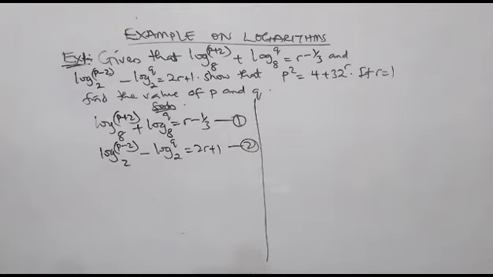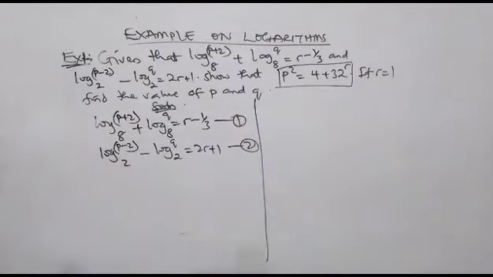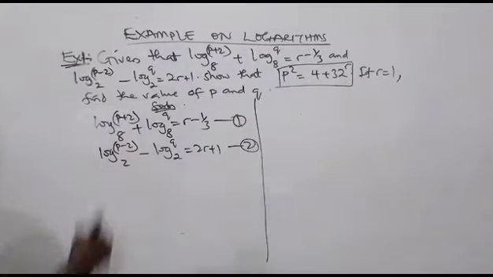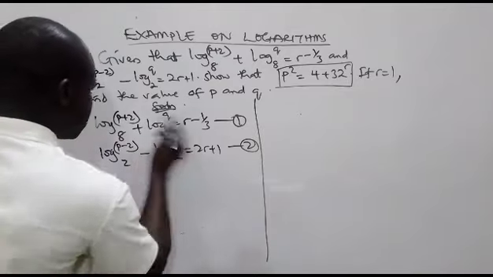We are asked to show that p squared is equal to 4 plus 32 raised to power r. And we are also given that if r is equal to 1, once we've shown this, we find the value of p and q. So what do we do here? How do we approach this question? Of course, it's very simple. We apply the law of logarithm here.